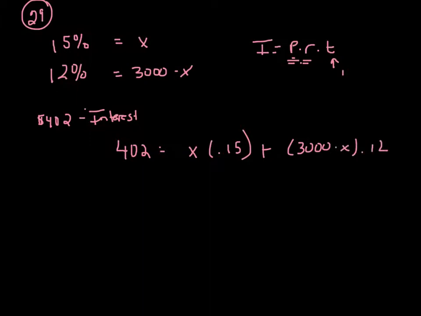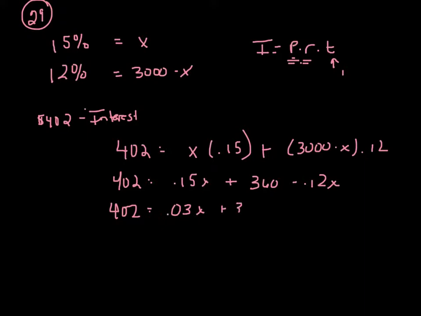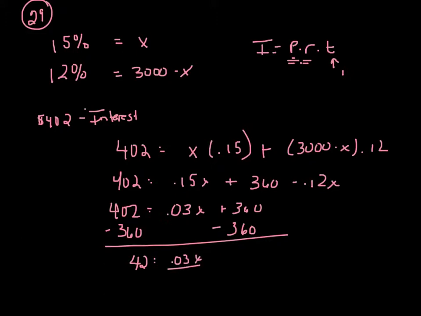So then if I go ahead and multiply using the distributive property, I get 0.15x plus 3,000 times 0.12, which would be $360, minus 0.12x. Combining like terms on the right-hand side gives me 0.03x plus 360. Then subtract your 360. I get 42 equals 0.03x, and then divide by 0.03. And when I do that, I get $1,400.